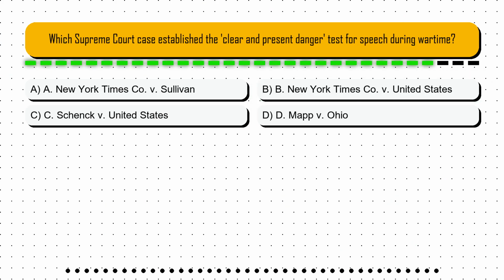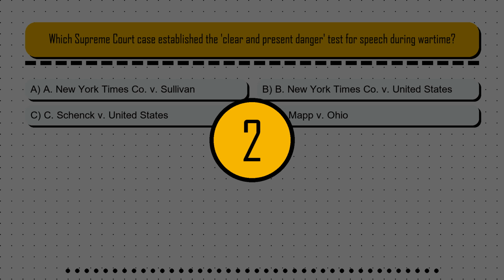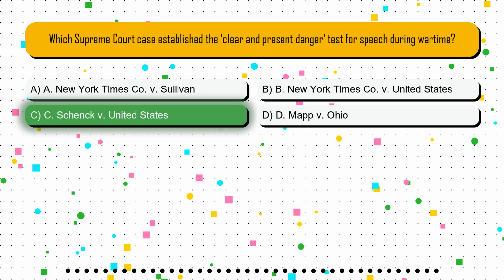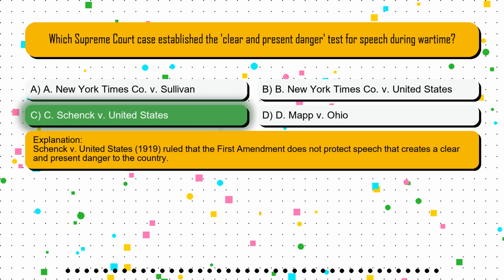Question 8. Which Supreme Court case established the clear and present danger test for speech during wartime? Option A. New York Times Company v. Sullivan. Option B. New York Times Company v. United States. Option C. Schenck v. United States. Option D. Mapp v. Ohio. The correct answer is option C. Schenck v. United States. Schenck v. United States, 1919, ruled that the First Amendment does not protect speech that creates a clear and present danger to the country.